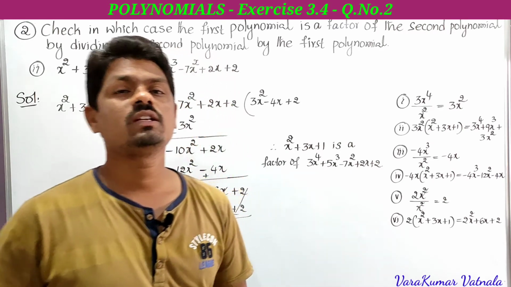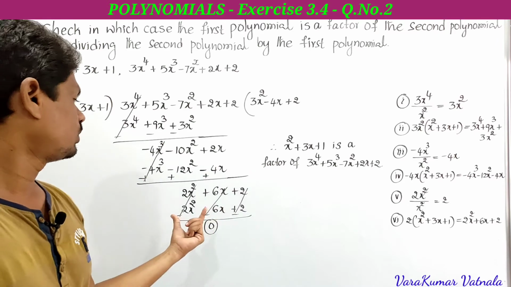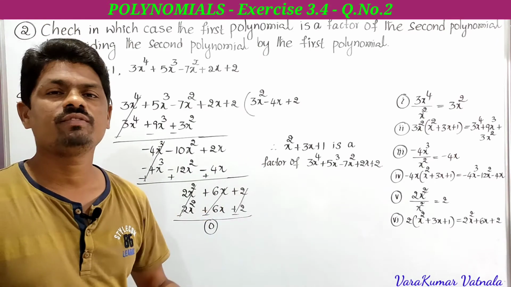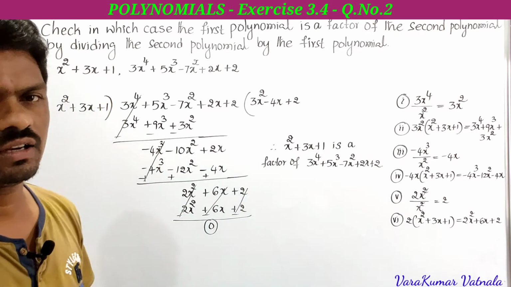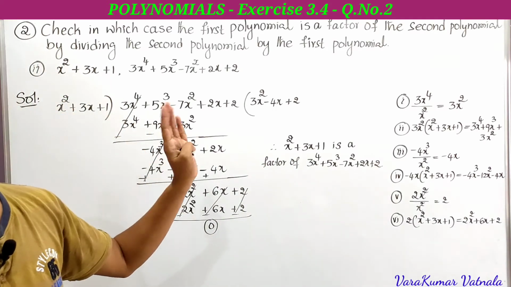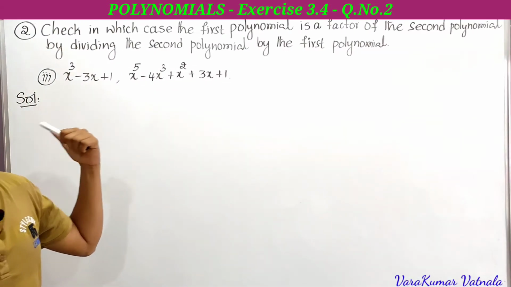So like this we can say whether the first one is a factor of the second one by dividing. If we get the remainder 0, we can say factor. If we don't get the remainder 0, simply we can say it is not a factor. So this is the second bit in the second problem. Next we have to solve the third bit. This is the third bit in the second problem.